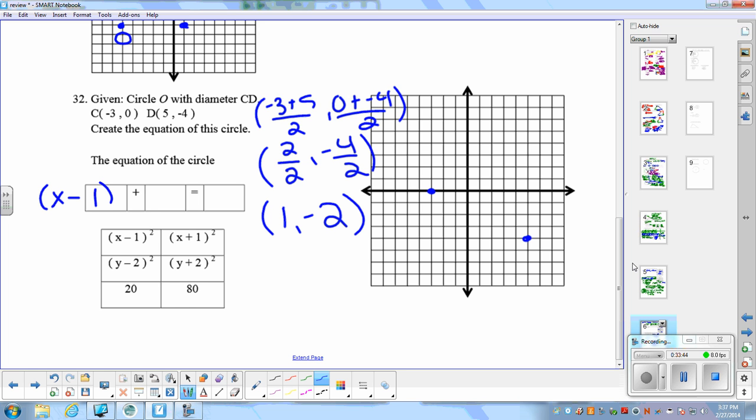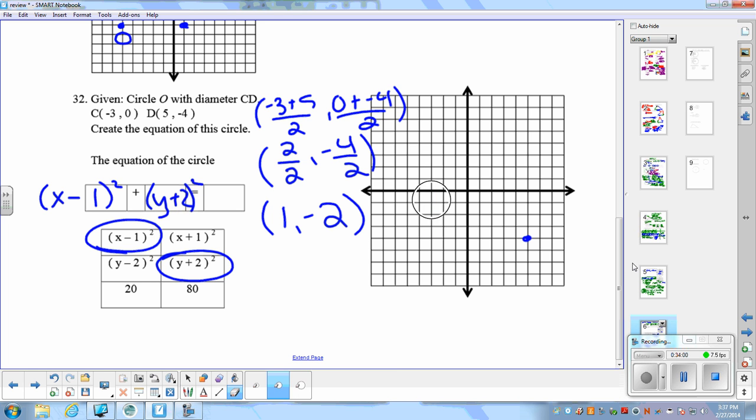So I know I'm (x − 1)² + (y + 2)². So (x − 1)², (y + 2)². My radius. I'm going to plot my center, which is at the point (1, −2), right there.